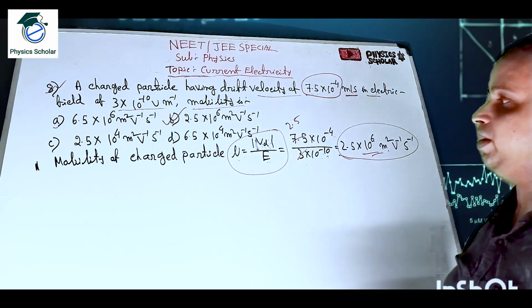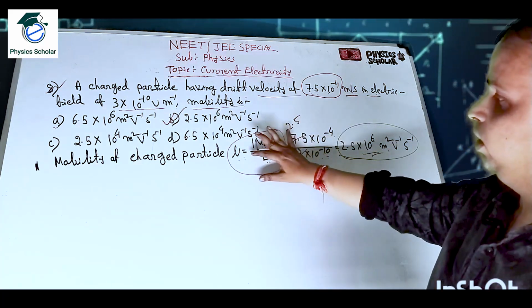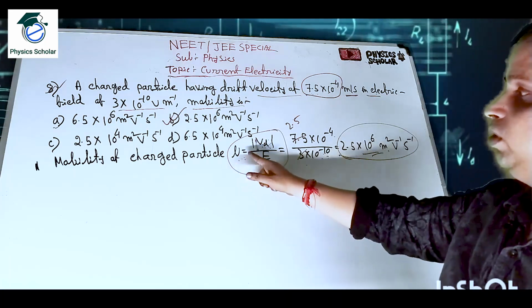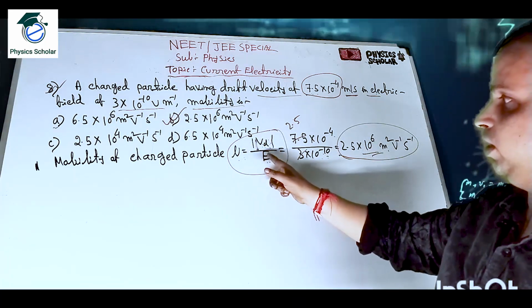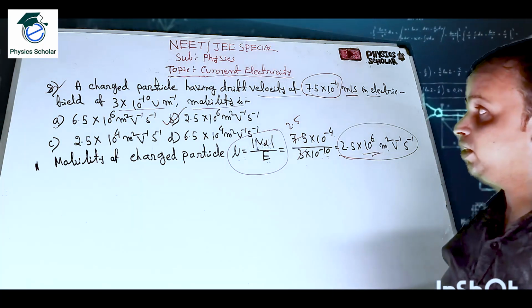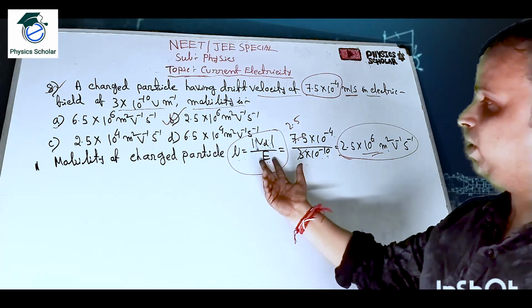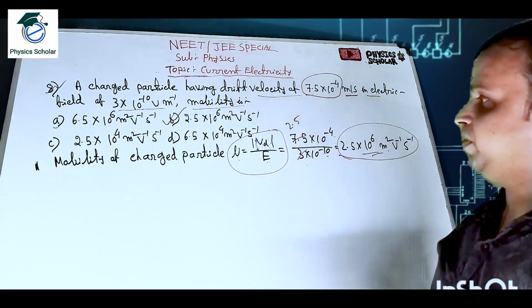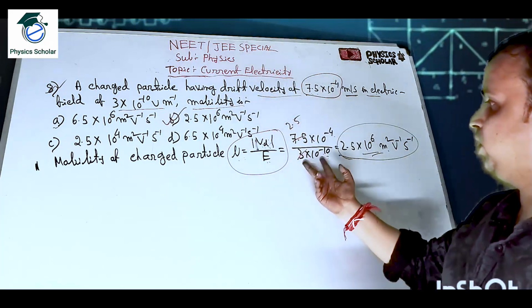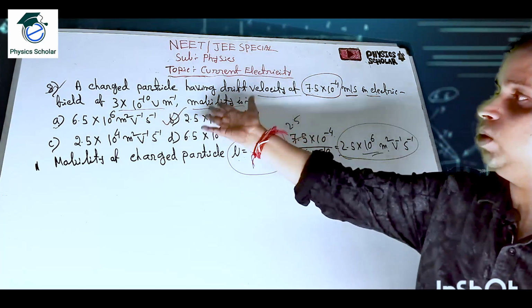Okay, option number B. Clear? So here, only the mobility of the charged particle, which formula do we have to use? Mobility of a charged particle, mu, is equal to the mod of Vd by E. Vd means the drift velocity of the charged particle, divided by E, which is the value of the electric field. Both the values are given in the question, so we put the values in and calculate. So option number B will be correct.